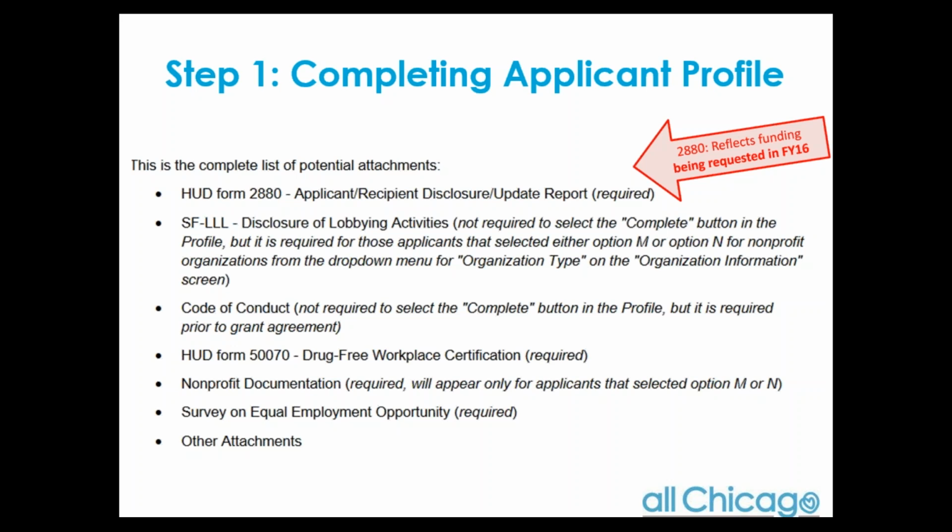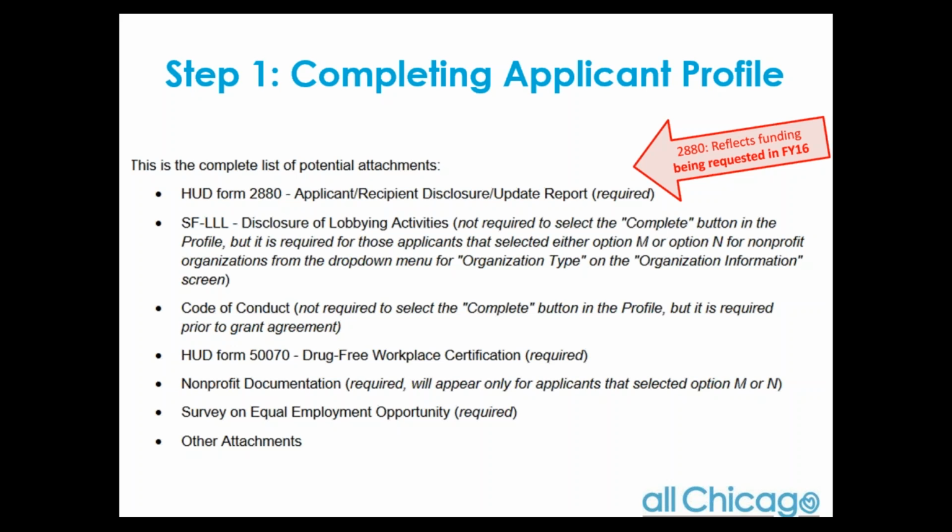Then you'll have a disclosure of lobbying activities form, which is pretty straightforward. The code of conduct form may not need to be completed. It's required for some projects, but if it's already on file with HUD, you don't need to complete it. There is a list that you can access through HUD that will indicate whether you have to complete it or not, and eSNAPS will tell you whether it's required as well.